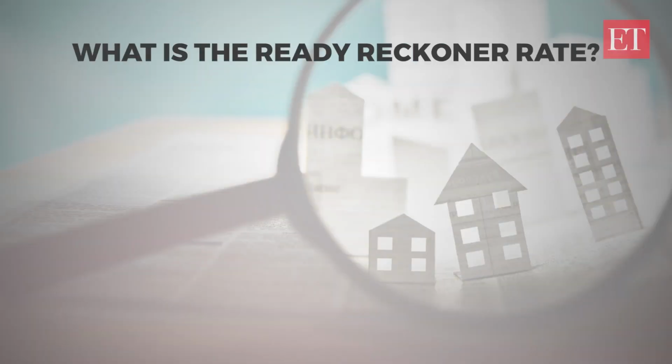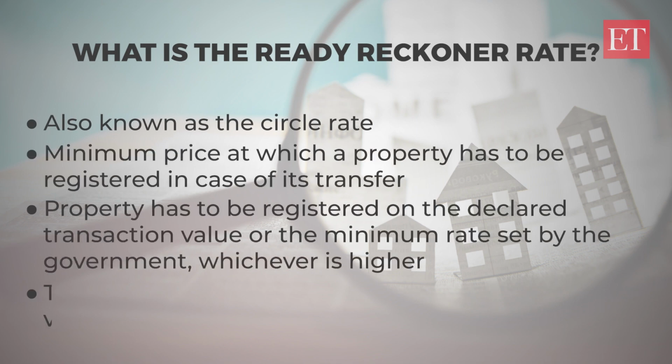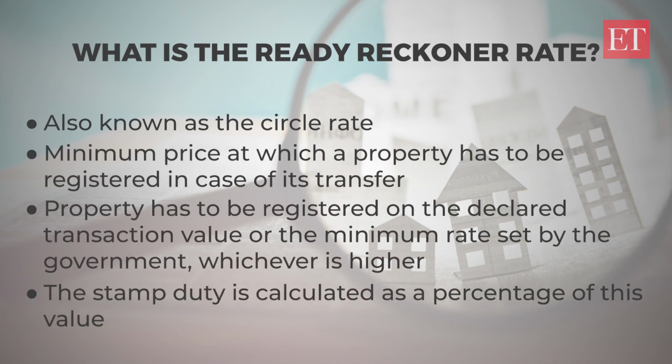Going ahead, can you throw some light on the ready reckoner rate and how important it is for the new buyer to check this term before they go on their new venture? Okay, so the ready reckoner rate is essentially the minimum price at which a property has to be registered in case of a transfer. It is also known as the circle rate. The property has to be registered at either the declared transaction value or the minimum rate set by the government, whichever is higher. Now, the stamp duty which you have to pay when you buy the property is calculated as a percentage of the ready reckoner or the higher value.